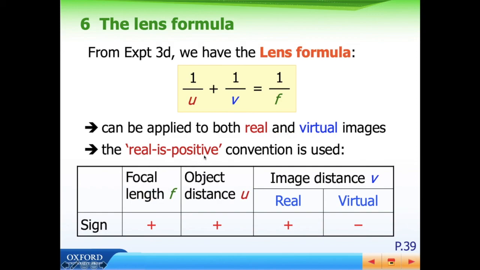The real is positive convention must be used here in order for us to be able to determine exactly where is real and where is virtual. So for example, class, if your focal length is positive and your object distance is positive, therefore the image distance will be positive if it is real, and if it is virtual, it should be negative.